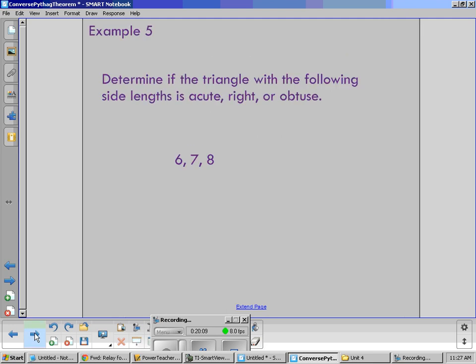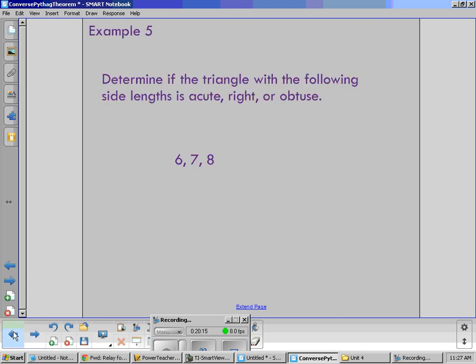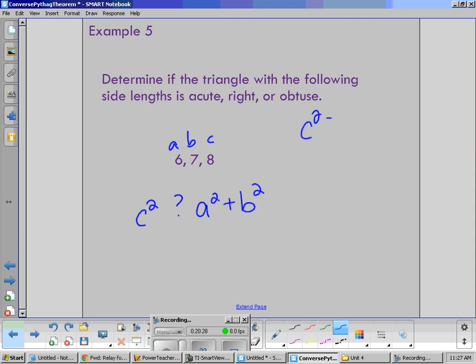Moving to the last example. I think the last example. No, we got two more examples. Example 5. Determine if a triangle with the following side lengths is acute, right, or obtuse. Same steps. A, B, and C. C squared has what relationship to A squared plus B squared? Remember, C squared is equal, then it's right. C squared is greater than, it's obtuse. And C squared is less than, it's acute.